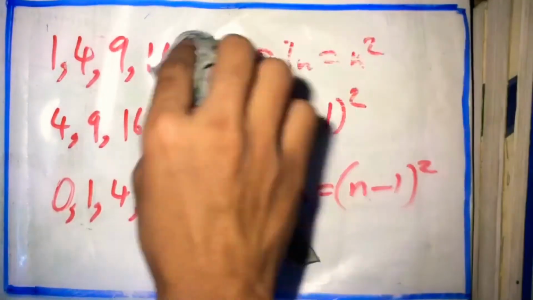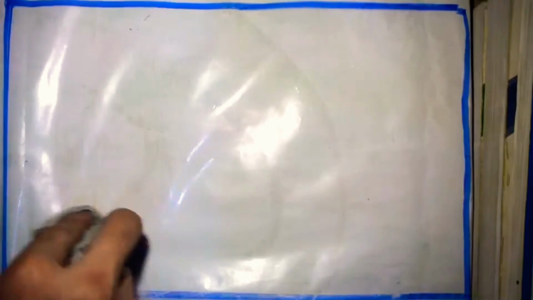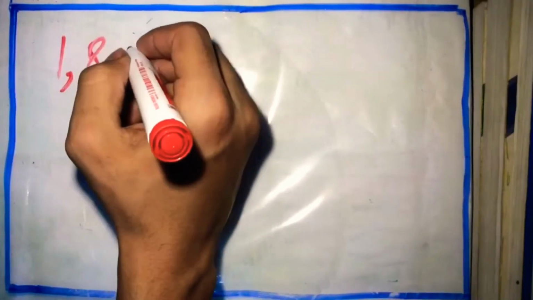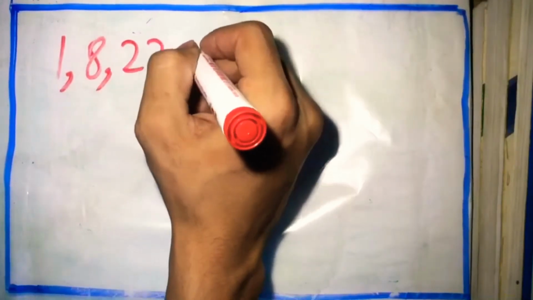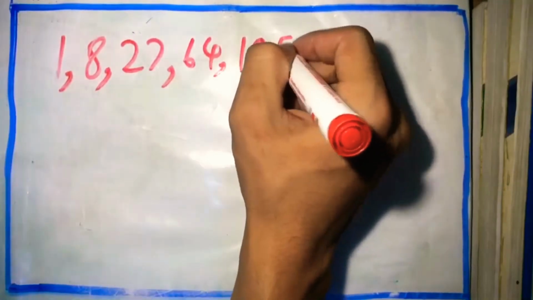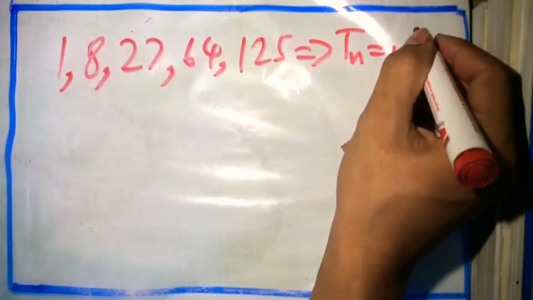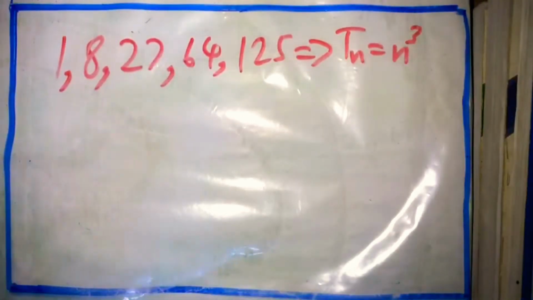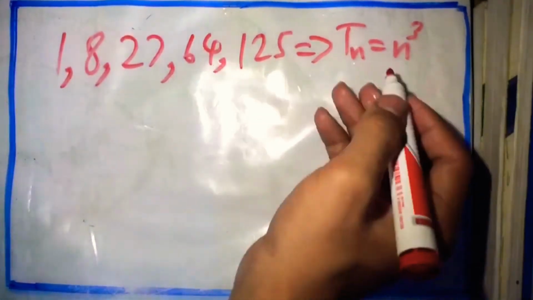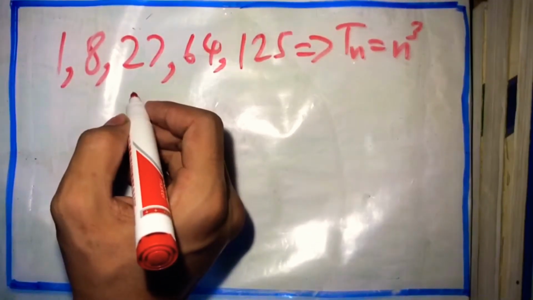Now the perfect cube sequences. 1, 8, 27, 64, 125. Here the general formula for the term would be n cube. If we take the first term, 1 cube will be 1. Second term, 2 cube will be 8. Third term, 3 cube will be 27.